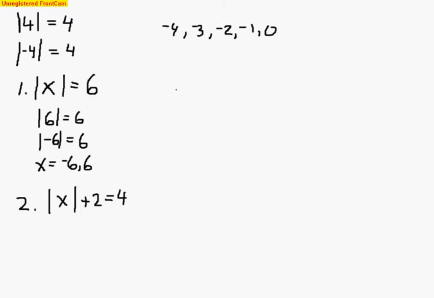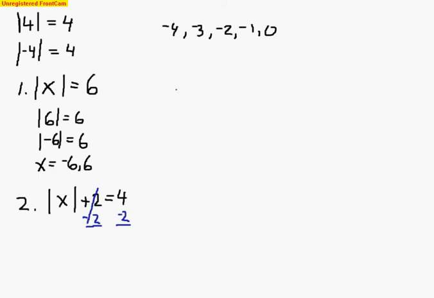So the first thing we're going to want to do is solve for the absolute value. So we want to remove this 2 from this left side and move it to the right. So the way we're going to do that is we're going to do opposite operations. We're going to take 2 away from both sides of the equal sign. And when we do that, it'll cancel out those 2's on the left-hand side.